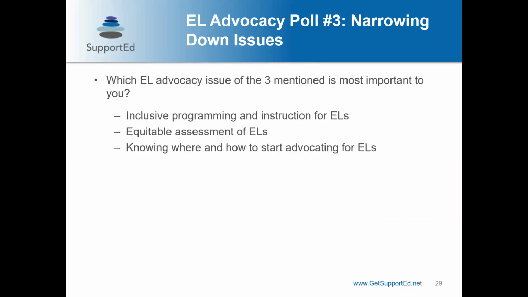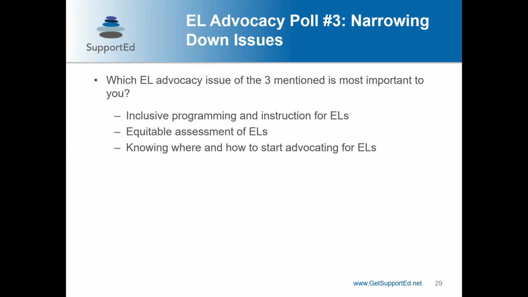So we're going to take one more poll. Of these three issues, I'd like to see which would be the top issue for you that we just discussed. So you get to narrow down your focus a little bit more. This is just a very quick poll. Which advocacy issue is the most important to you of the three mentioned? Inclusive programming, equitable assessment, or knowing where and how to start advocating for English learners?